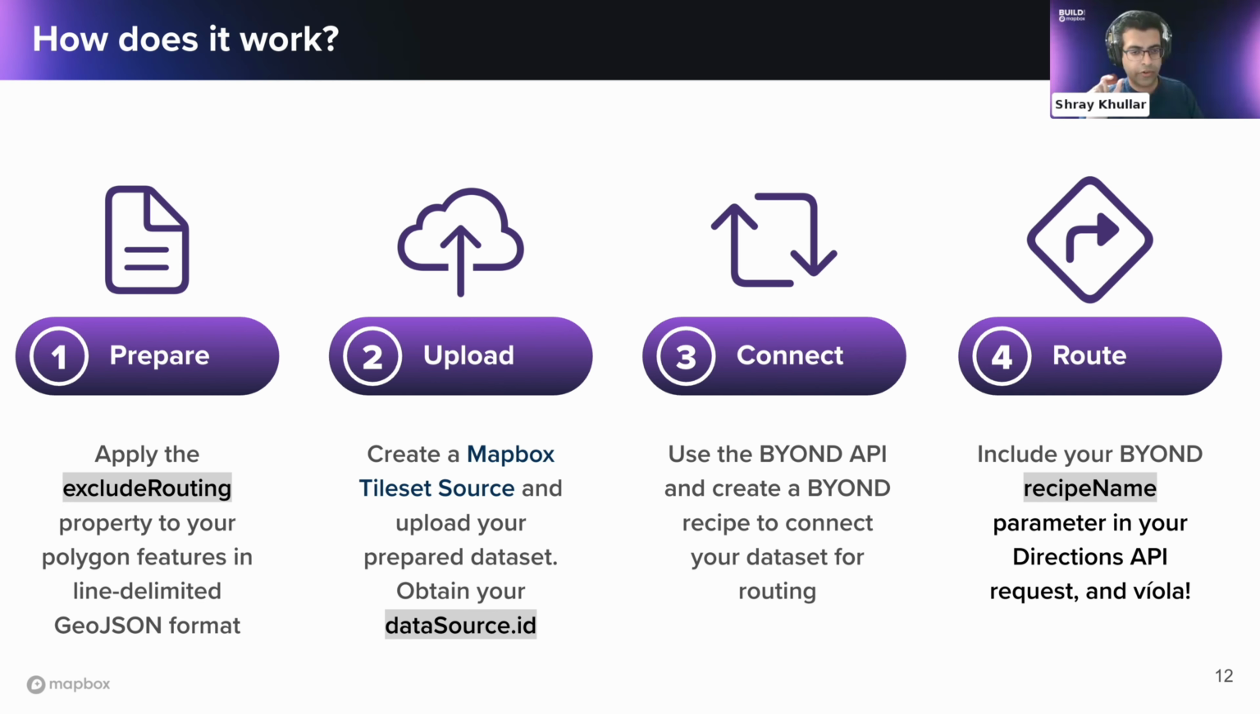You just add that recipe name as a parameter in your existing routing request, directions API, or Nav SDK, and that's it. Now, all future routes will avoid those zones that you have defined. And yes, you can update data for steps 1, 2, 3 as many times as you want, and you would not need to do any changes on your route request.